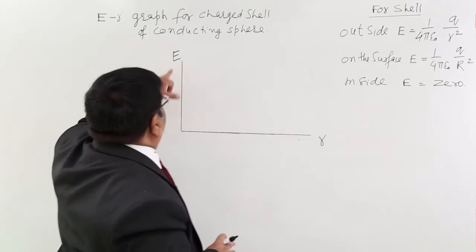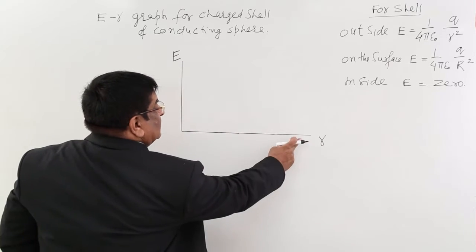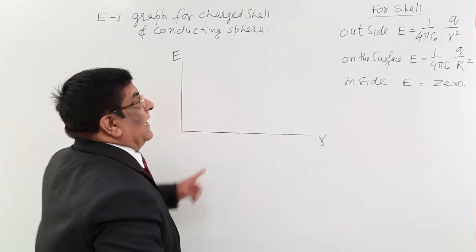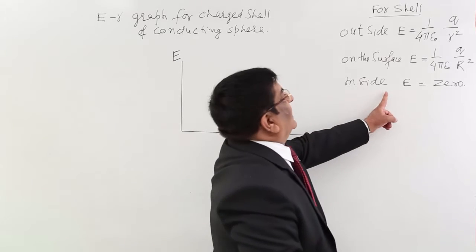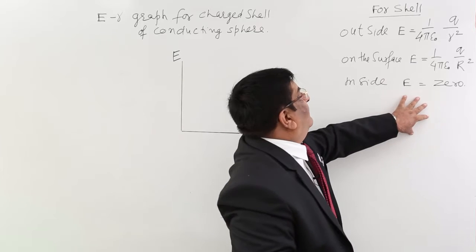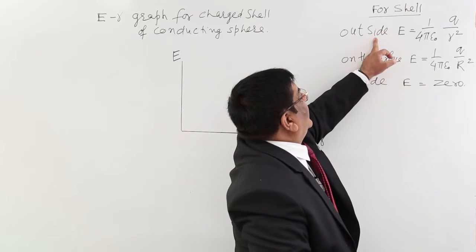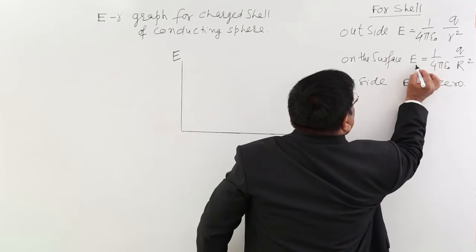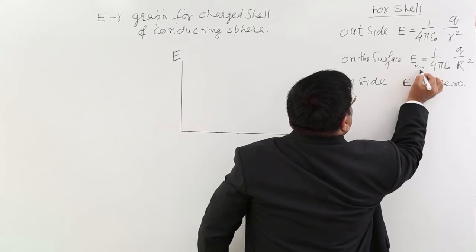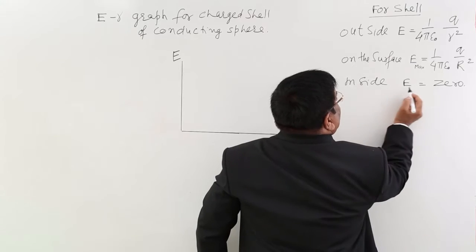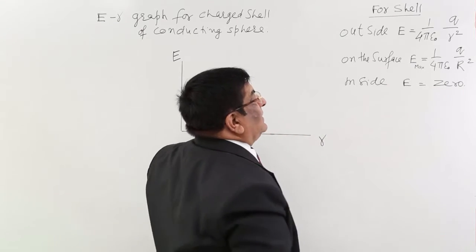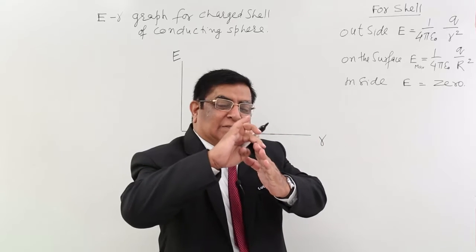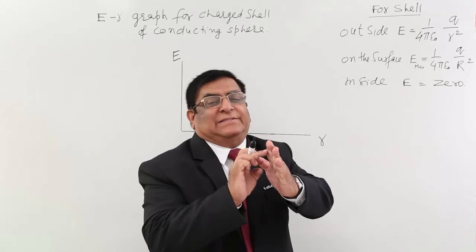So I will make a graph. On the x-axis we take the distance r, and on the y-axis we take E, and we take help of these three relations which we have already derived. That is the electric field outside, on the surface, and inside. We have found that on the surface it is maximum and inside it is 0. Outside it is maximum, inside it is 0.